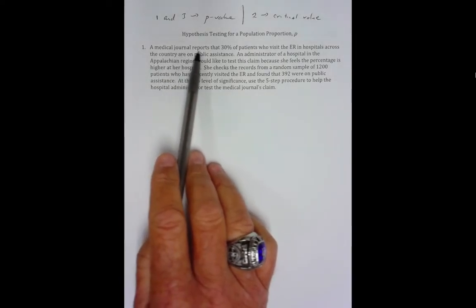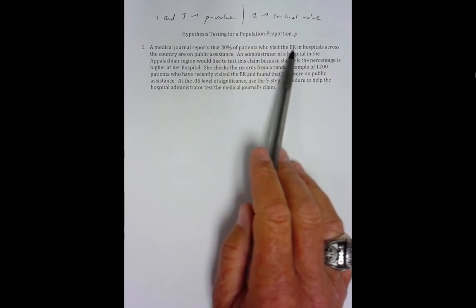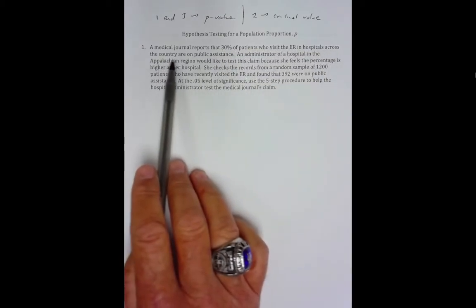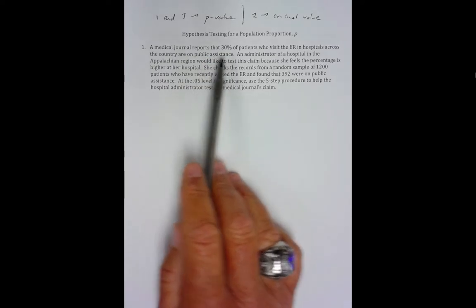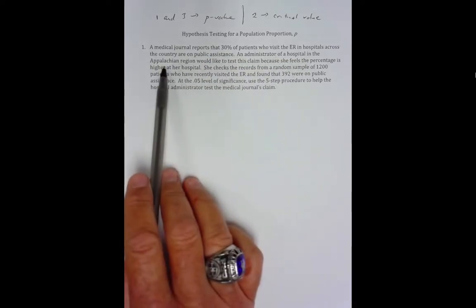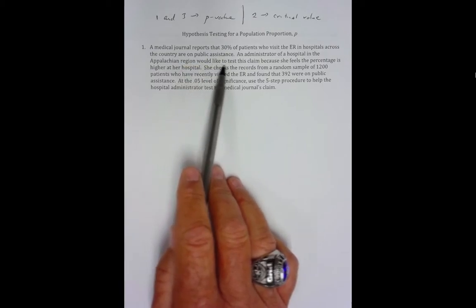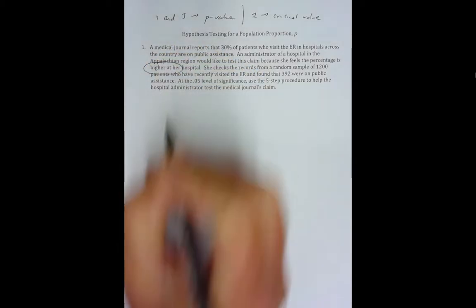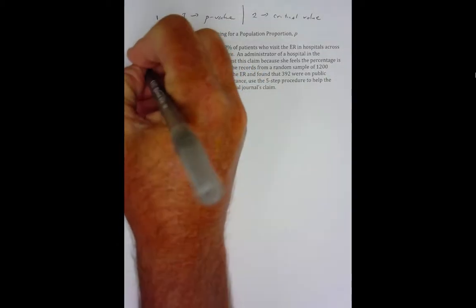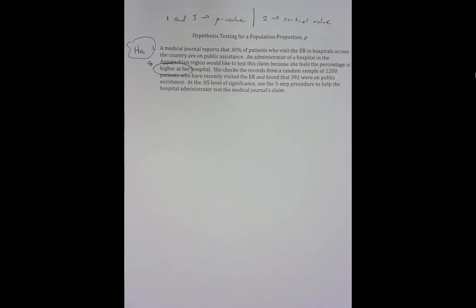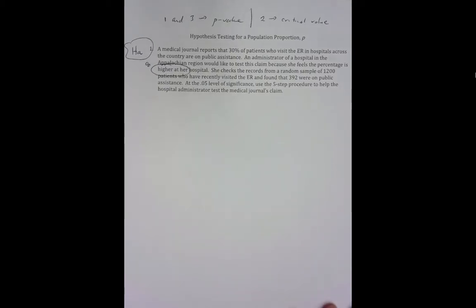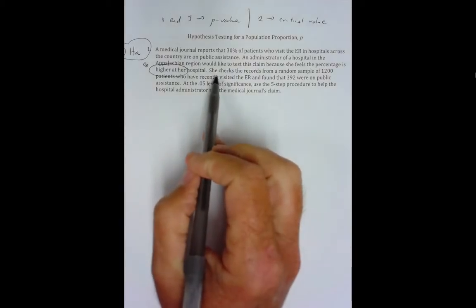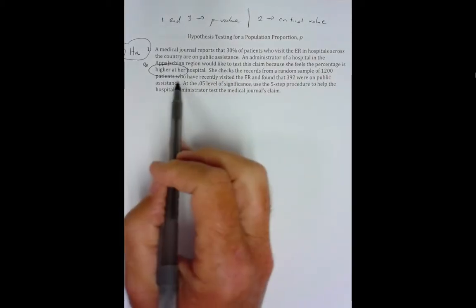So a medical journal reports that 30% of patients who visited the ER in hospitals across the country are on public assistance. An administrator of a hospital in the Appalachian region would like to test this claim because she feels the percentage is higher at her hospital. Now, guys, what you're thinking there is that gives you an indication of what you're going to be testing, and what inequality you're going to use in H sub A. She checks the records from a random sample of 1,200.